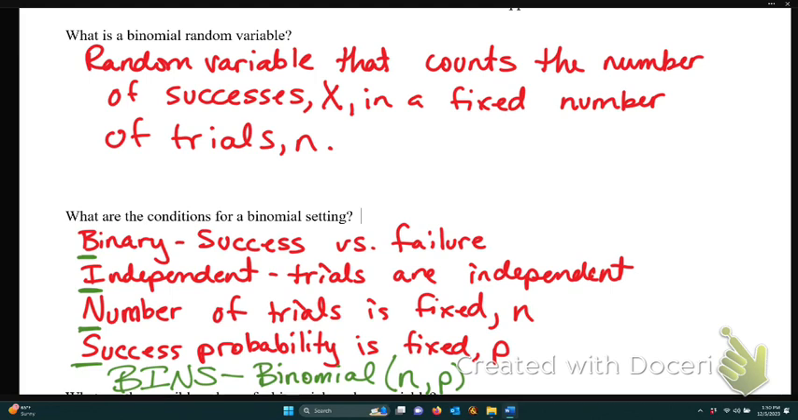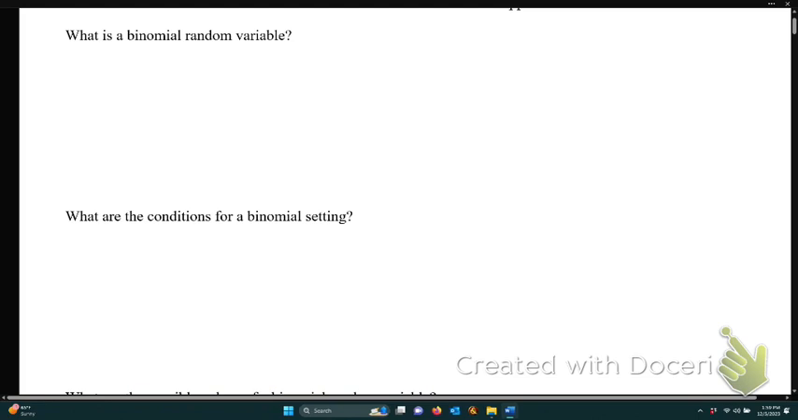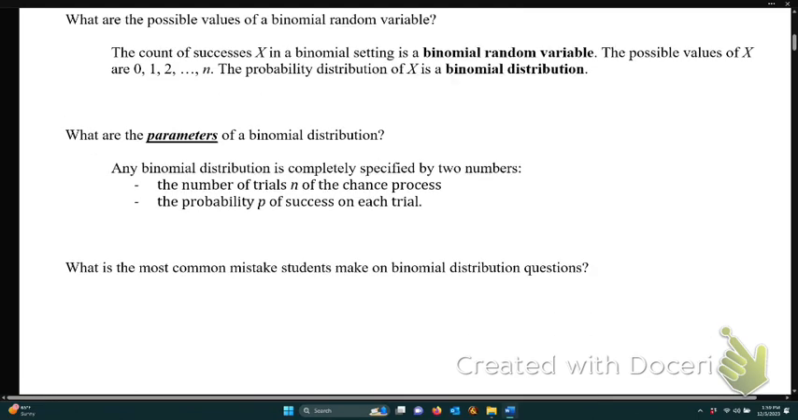Binary, independent, numbers. It's not as fun, is it? Binary, there's success and failure. Independent trials, number of trials is fixed. Success probability is fixed as well. All right, cool. So that is binomial, and that's how you check to see if something is binomial.